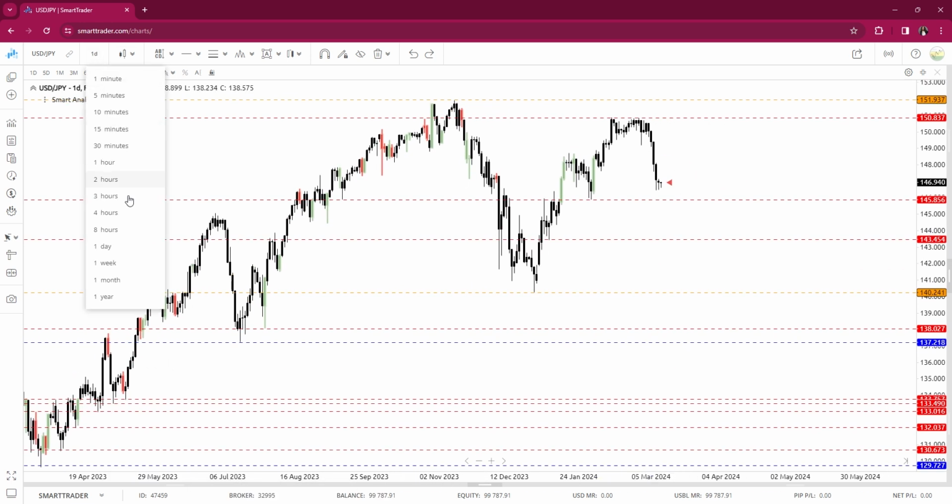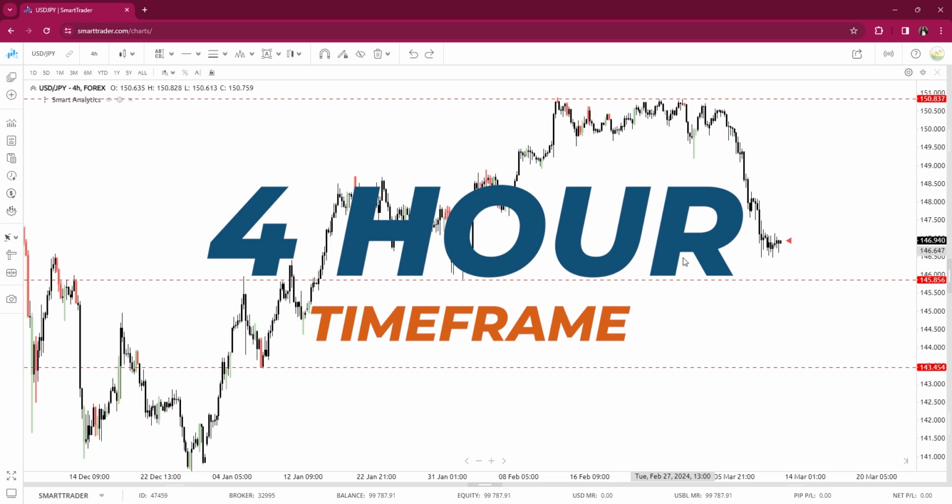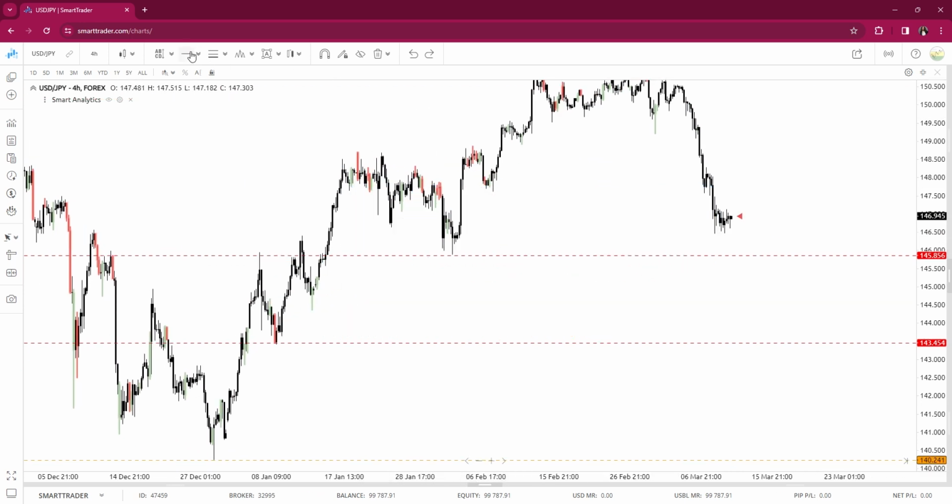Okay, now that I've done what I need to do on the daily, I'm gonna go to the 4 hour and identify my levels here. And then once I do that, we'll pull out the fib tool and we'll work our way from there.